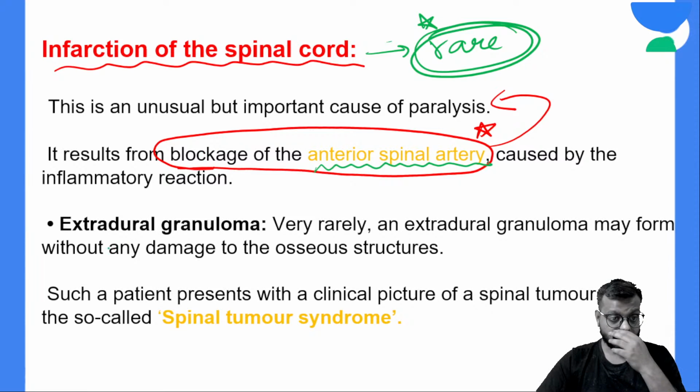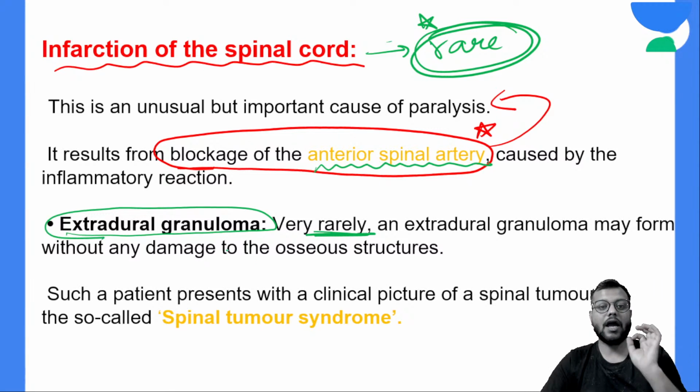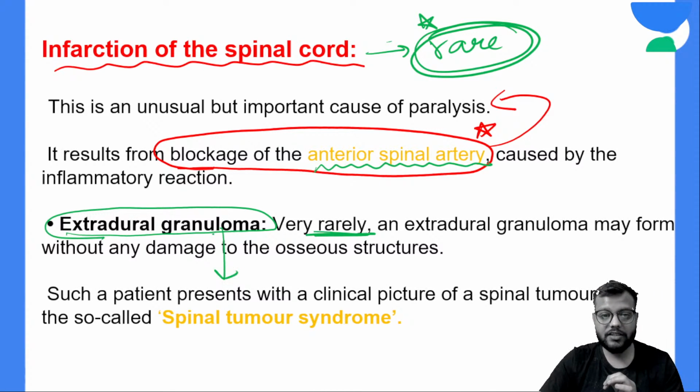Another thing that you should remember is the extradural granuloma. Obviously it will be formed, and it can also damage the osseous and neurological structures, but it is again rare. So why have I included it? I have included it because if there is extradural granuloma formation, the symptoms will be like spinal tumor syndrome.